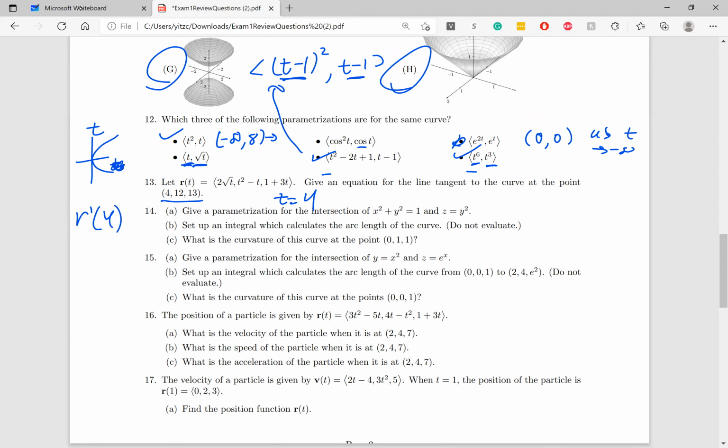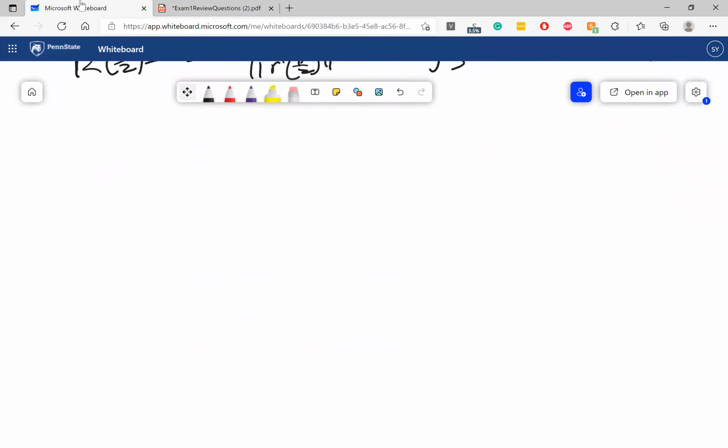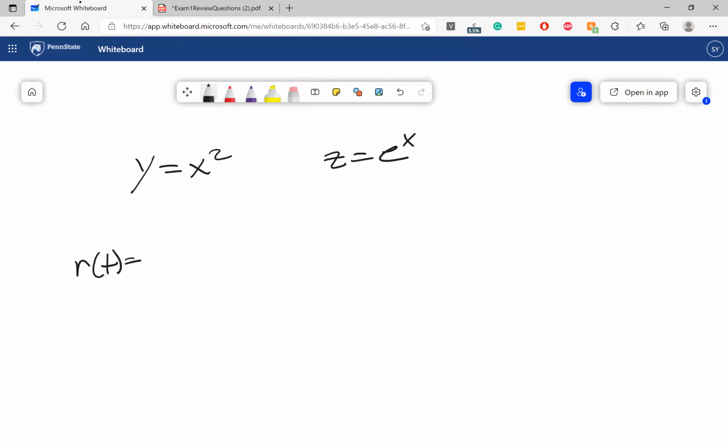Okay, so problem 15. Problem 15: give a parameterization for the intersection of y equals x squared, z equals e to the x. So r of t is going to be, we can take x to be t, and then y is going to be t squared, and z is going to be e to the t. So that is our parameterization.